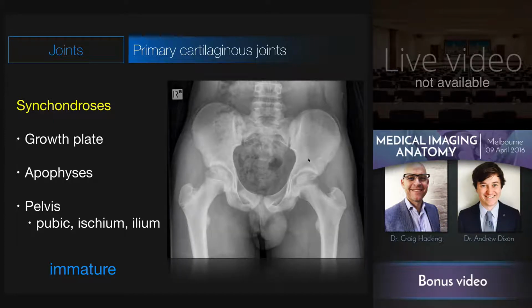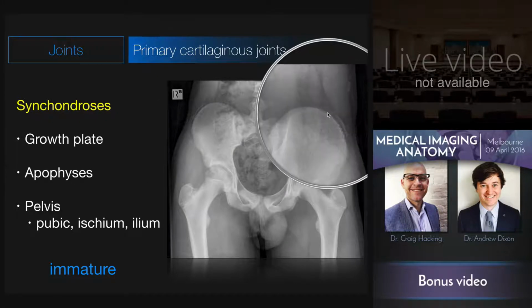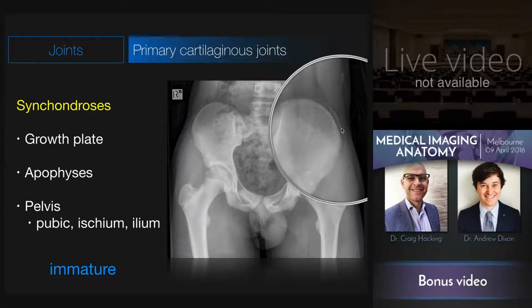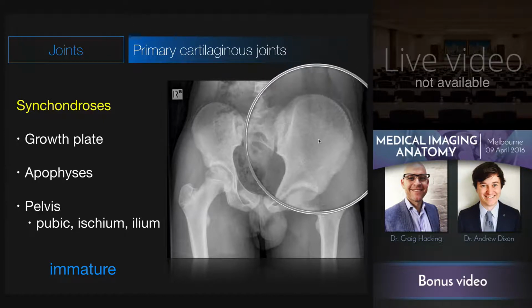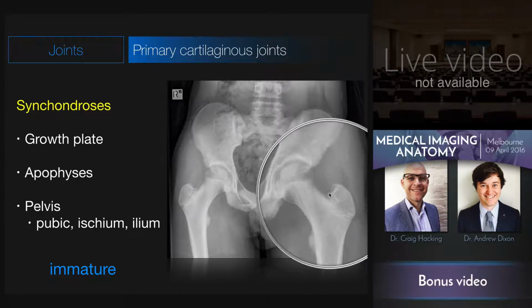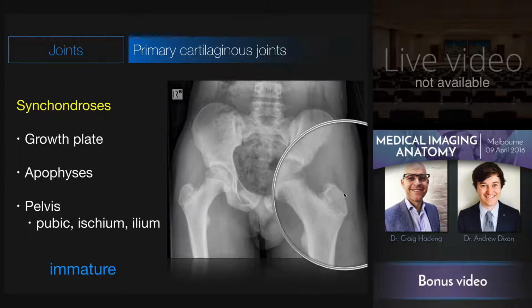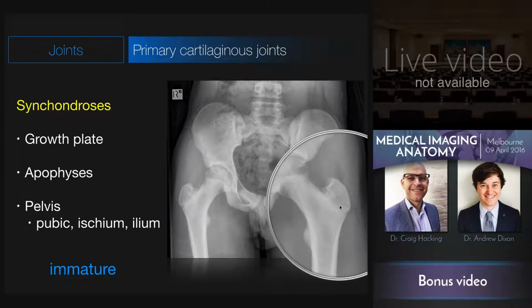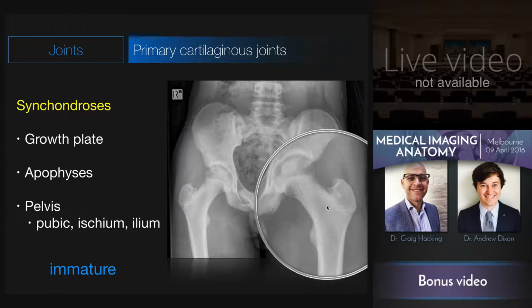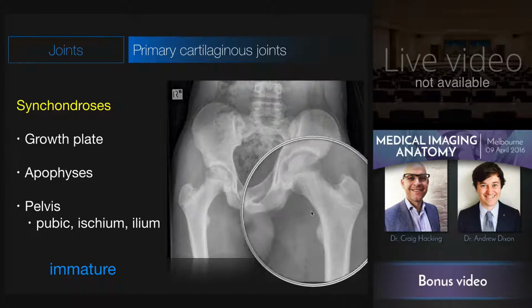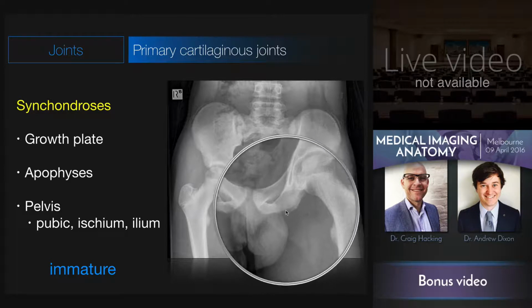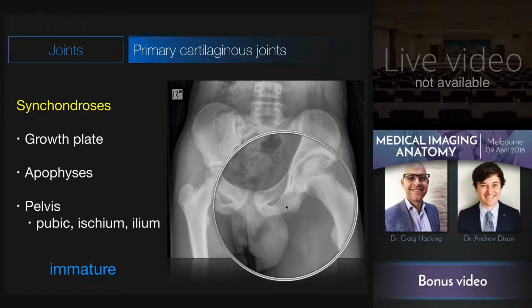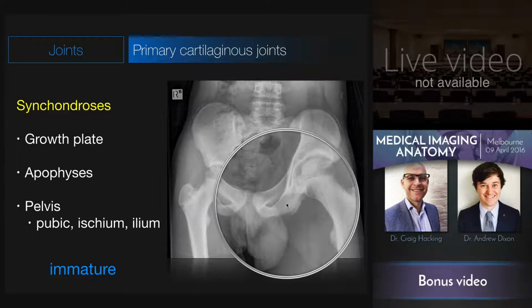So if we look at this child's pelvis, you can see here a synchondrosis, where bone is ossifying within the iliac crest, with a synchondrosis joining it to the remainder of the iliac wing. Same thing down here at the greater trochanter ossification center, with a synchondrosis joining that ossification center to the remainder of the femur. Apophysis for the ischium here, attaching via a synchondrosis to the remainder of the ischium.